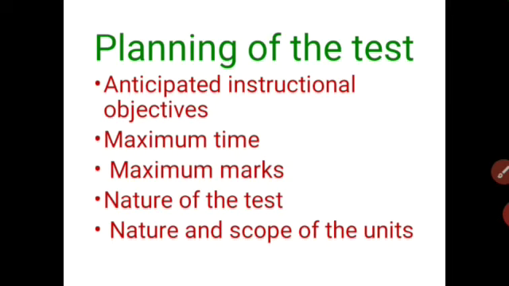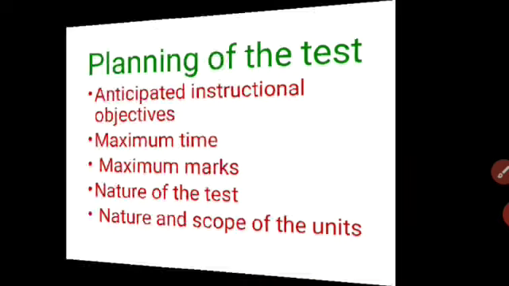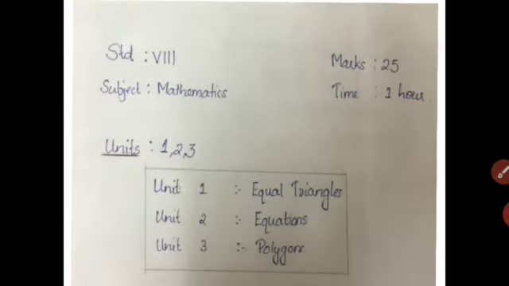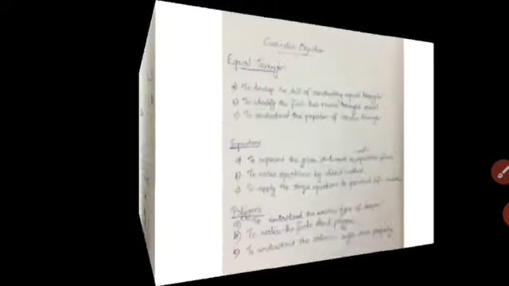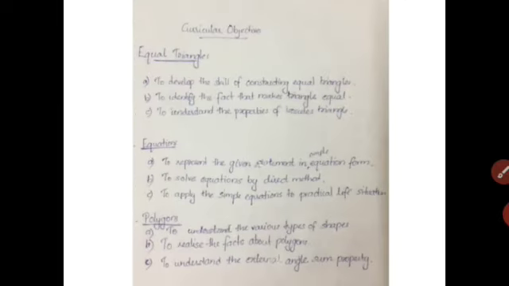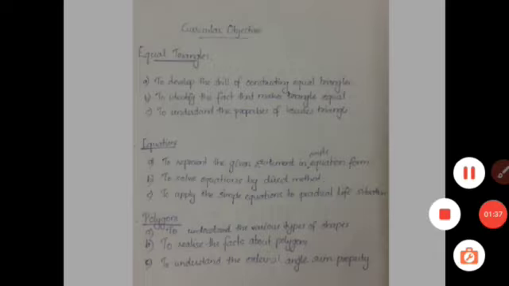I will show you an example for the things that we have to keep in mind while planning an achievement test. I have taken a mathematics achievement test in which the units planned are equal triangles, equations and polygons. Then we have to list out the objectives related to all these three units.